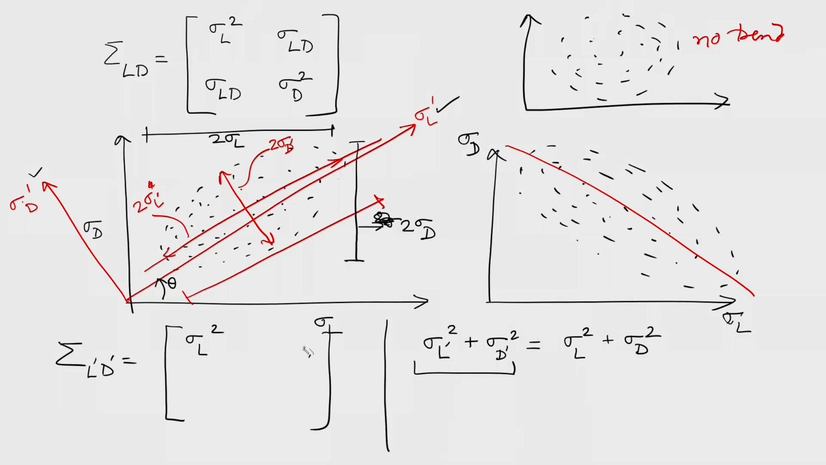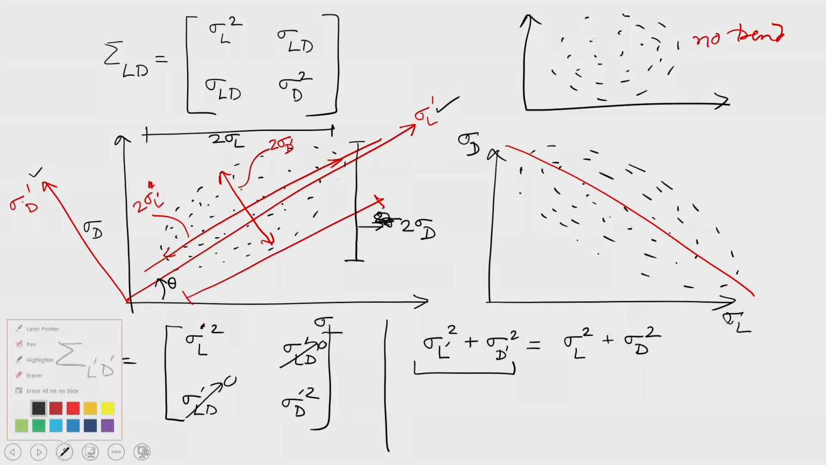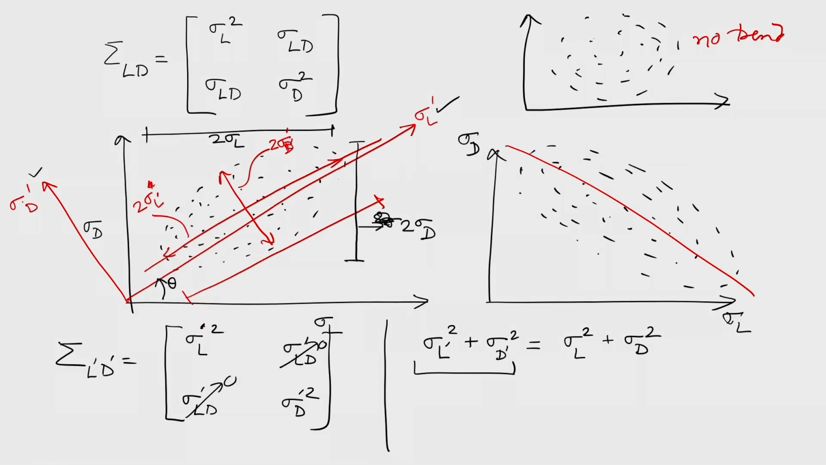Let me just rewrite this thing again here. Yes, this is sigma dash and sigma dash LD. Remember, I have not changed my variables, I have changed only the variances value. Covariances are now equal to 0. Why 0? Because you can see that these two, sigma L dash and sigma D dash, are uncorrelated to each other, because they are along the major axis and the minor axis of this error data ellipse. So, they are uncorrelated.